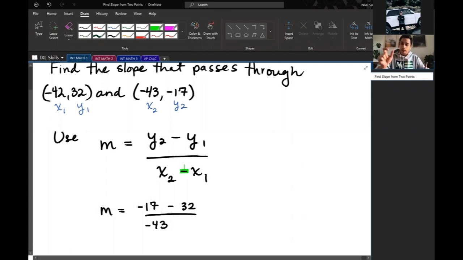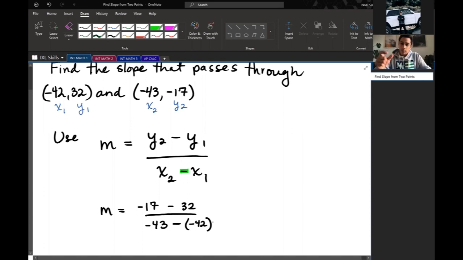Okay, that subtraction sign is part of the formula. So I need a subtraction sign. And then I'm going to do substitution for x1. x1 is a negative 42. So I need to have the negative, that is the subtraction sign, and then parentheses, and now I'm going to substitute x1. That would be negative 42.